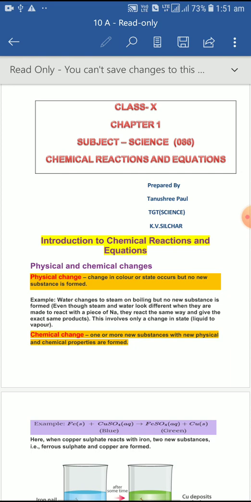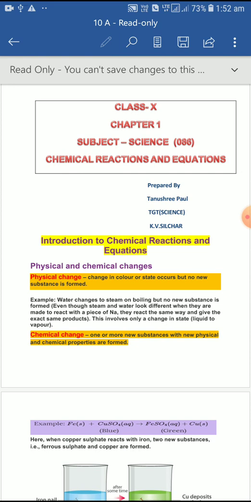So our first chapter is chemical reactions and equations, the first chapter of chemistry. Before I start this chapter, let's revise the previous knowledge. What are physical and chemical change? Because as reactions are there, we have to understand physical and chemical change.